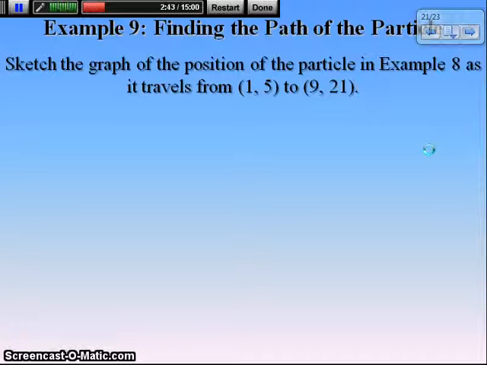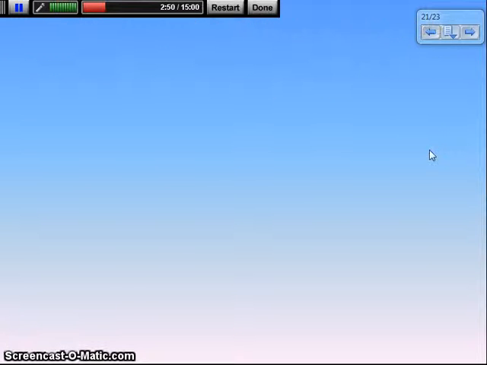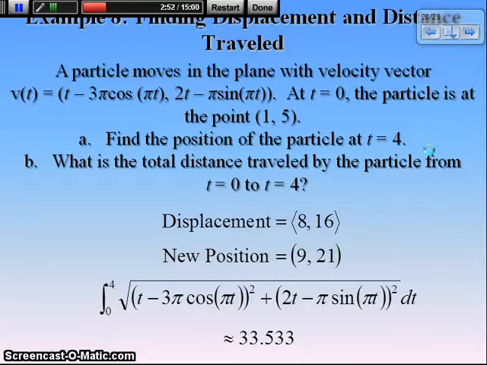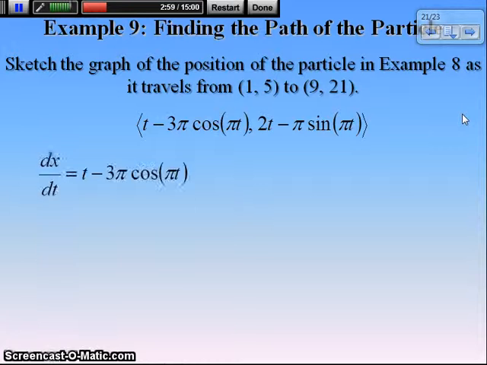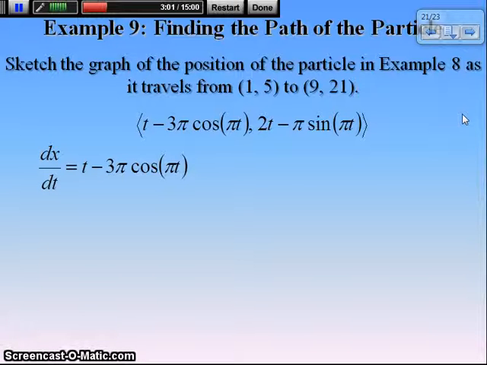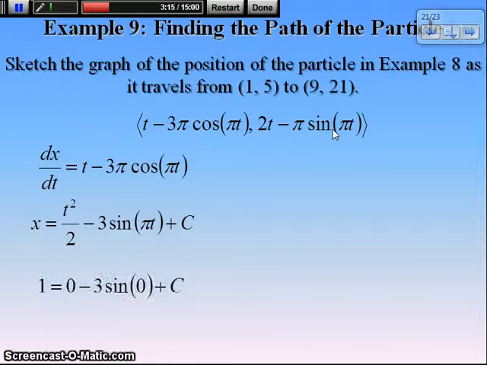Alright, sketch the graph of the position of the particle in example 8 as it travels from (1, 5) to (9, 21). Now, just a reminder, our particle was given right here. There's the velocity of it. But we want to sketch the position, so I need the position one. So we start out with this. Remember, this is velocity. Velocity is derivative. I want position, so I take the antiderivative, which I did on the previous problem. That gives me position.